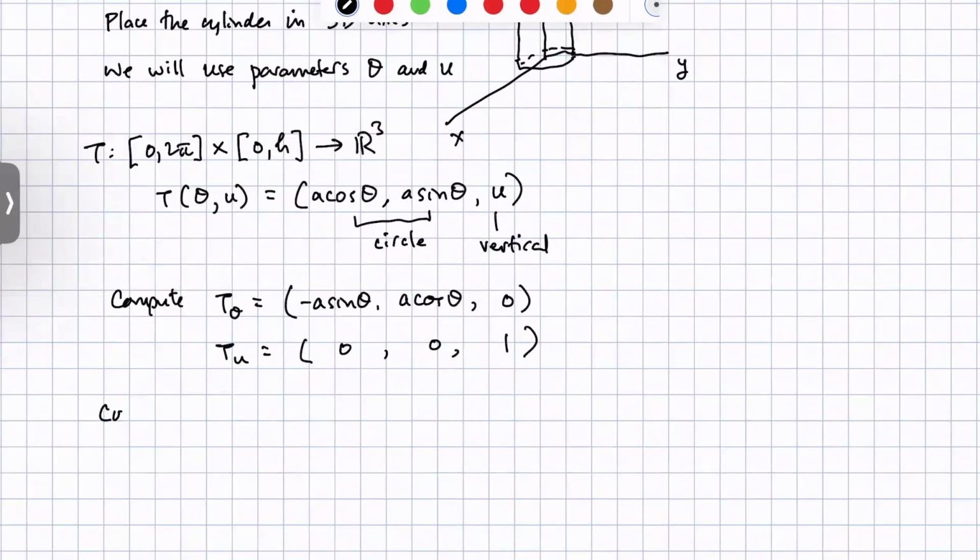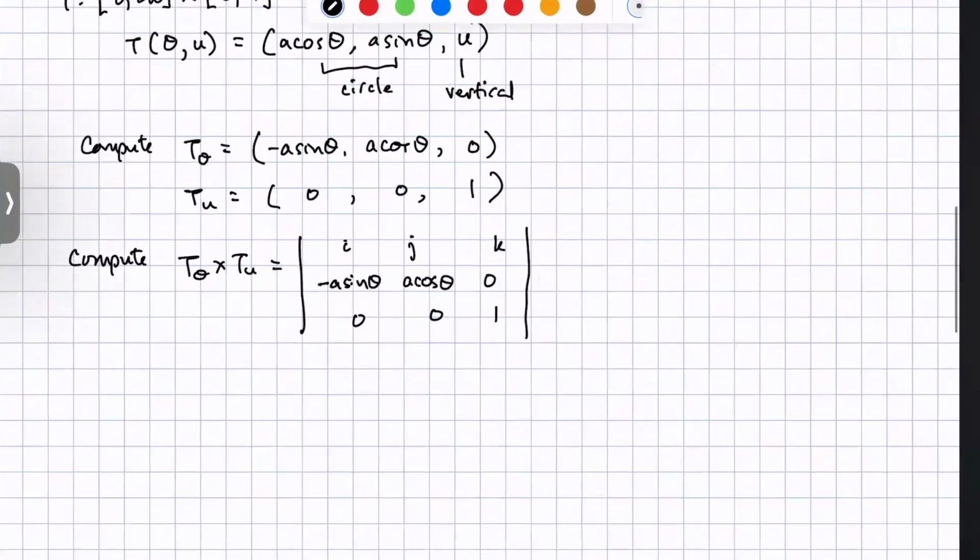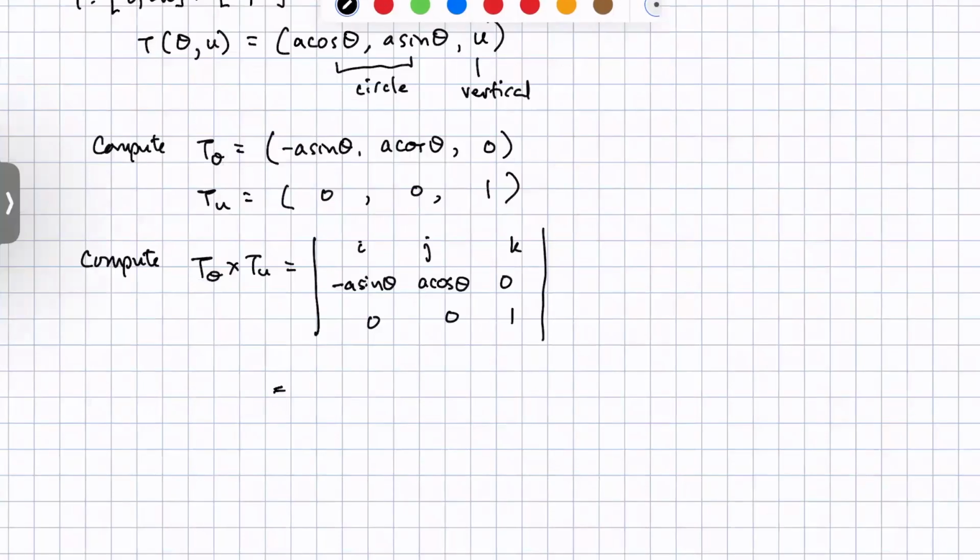Now let's compute the cross product, T theta cross Tu, and that will be the determinant with i, j, k in the first row, then minus a sine theta, a cosine theta, 0, then 0, 0, 1. To compute the cross product, we look at the i coordinate. The i coordinate depends on this minor, which gives you a cosine theta. The j coordinate depends on this minor, which, if you take the determinant, is minus a sine theta, but there's an inherent minus sign in the j coordinate, so it becomes a sine theta.